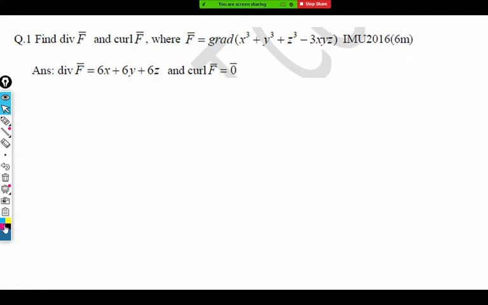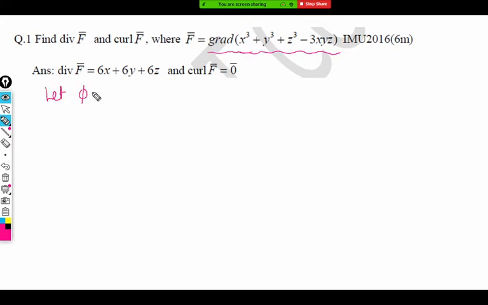Step number 1. This is an example where we require all three definitions: the definition of a gradient, the definition of a divergence, and the definition of a curl. Which thing do we have to calculate first here? Before getting divergence and curl, we should get the gradient of this function. So let me start like this.